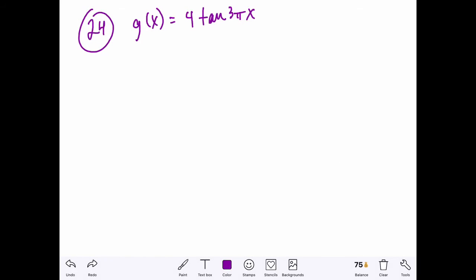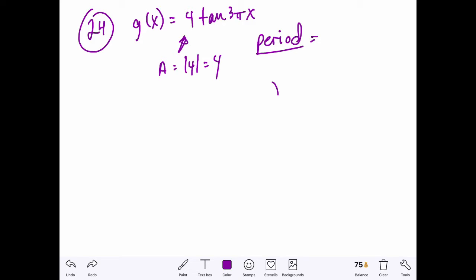Okay, guys, let's continue now with the second part of the review in Chapter 9 here and look at problem number 24. g of x equals 4 tangent of 3 pi x. Okay, so our amplitude here, the absolute value of 4, is 4. Let's determine our period now.